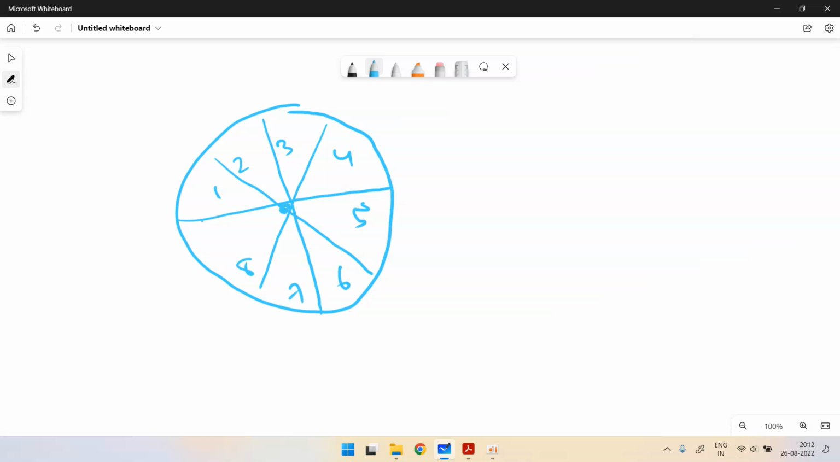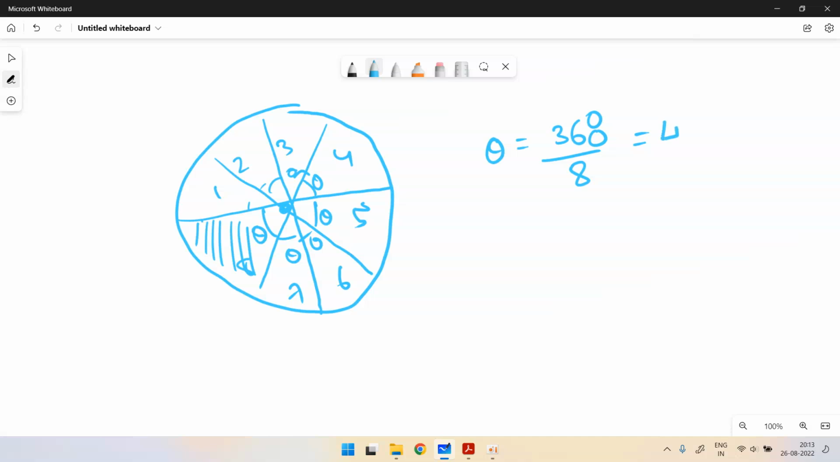So this is theta. Everything is equally divided, so every angle will be theta, theta, theta, theta, which implies that theta is nothing but 360 degree divided into 8 ribs, 360 degree by 8, so theta will be 45 degree. Now for the area, the radius is going to be 45 centimeters.